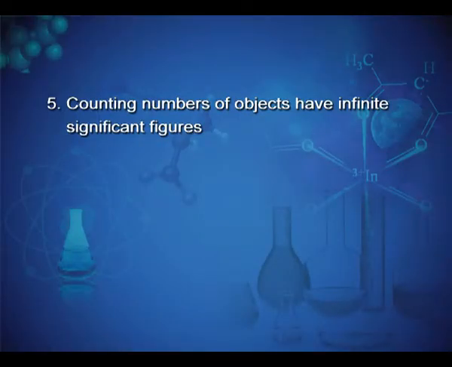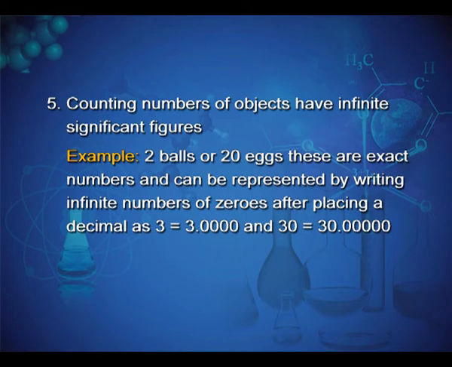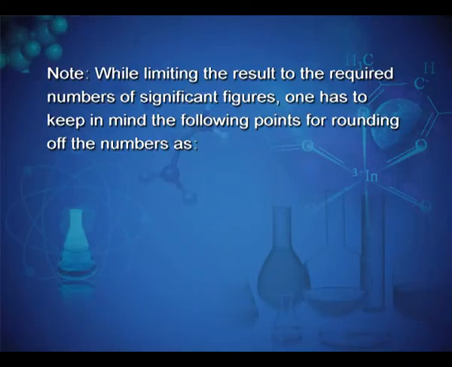Now the fifth rule of significant figures: counting numbers of objects have infinite significant figures. Example, 2 balls or 20 eggs; these are exact numbers and can be represented by writing an infinite number of zeros after placing a decimal, as 3 is equal to 3.0000 and 30 is equal to 30.00000.